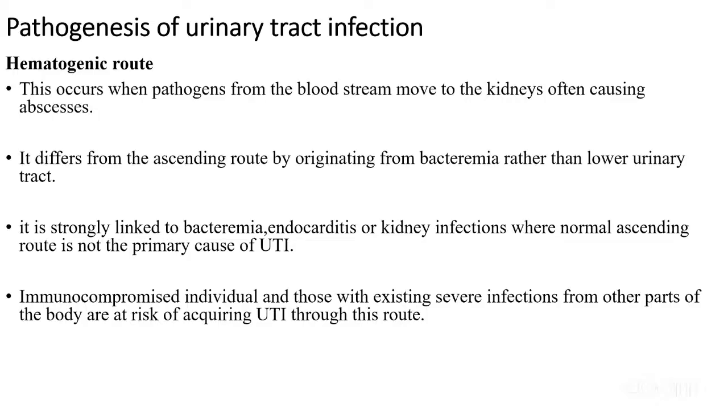This one comes in through the kidneys, while the one that ascends from the urethra comes in from the lower urinary tract system. So it is strongly linked to bacteremia, endocarditis, or kidney infections where the normal ascending route is not the primary cause of UTI. It's usually experienced by individuals who are immunocompromised or those who have severe infections from other parts of the body, and they are at risk of acquiring infection through these routes.